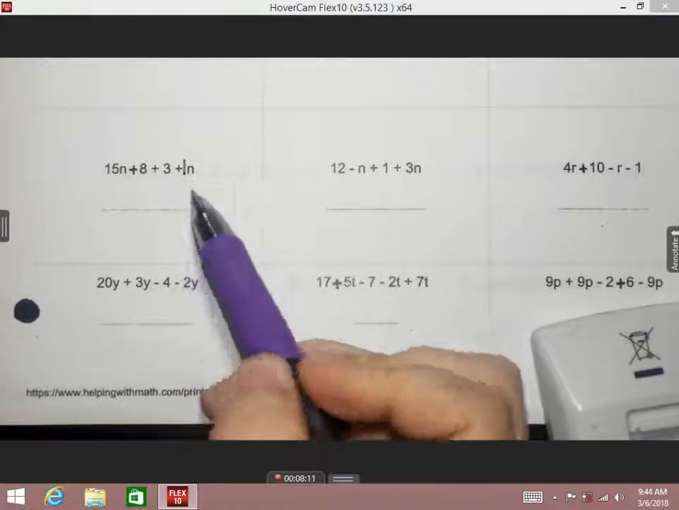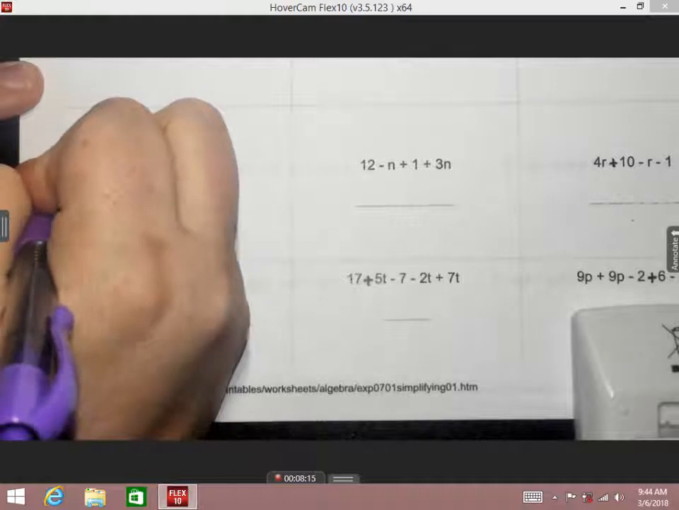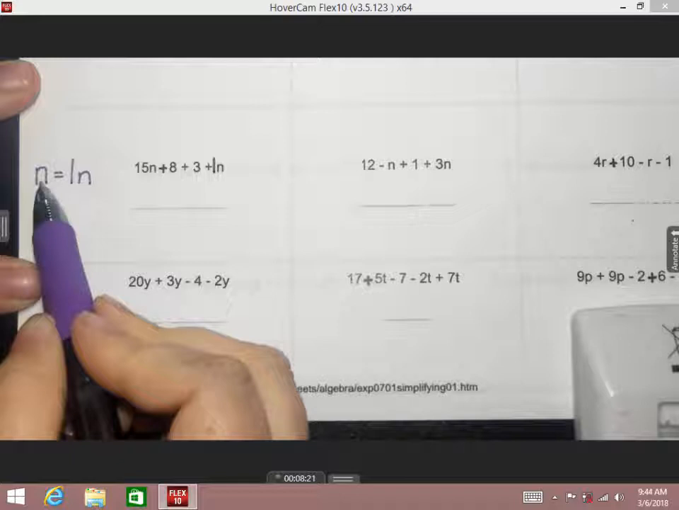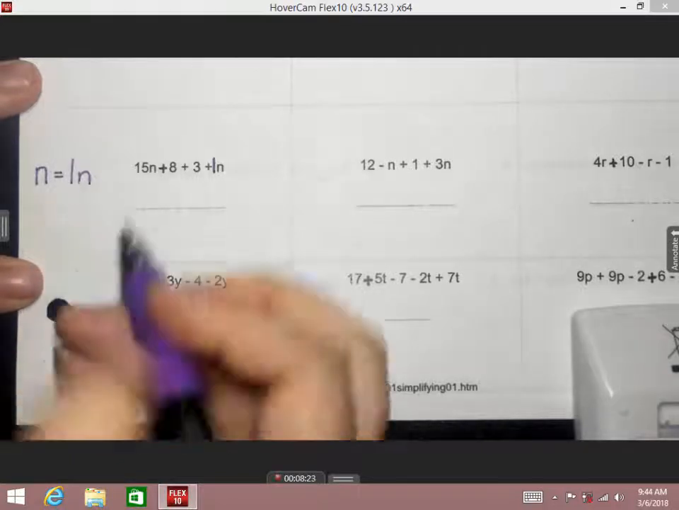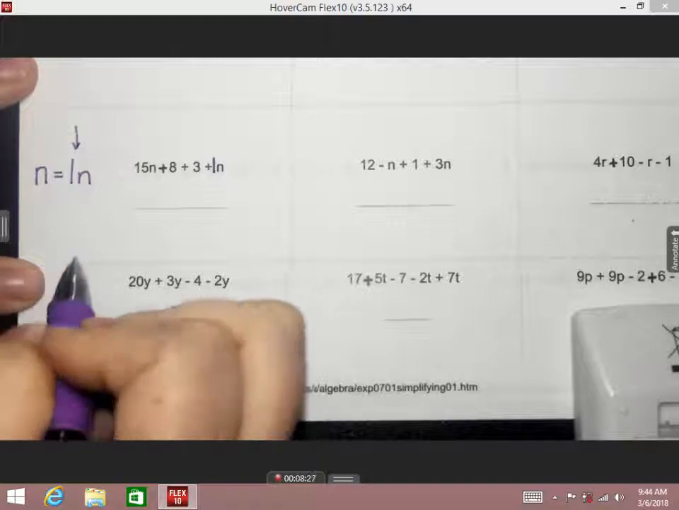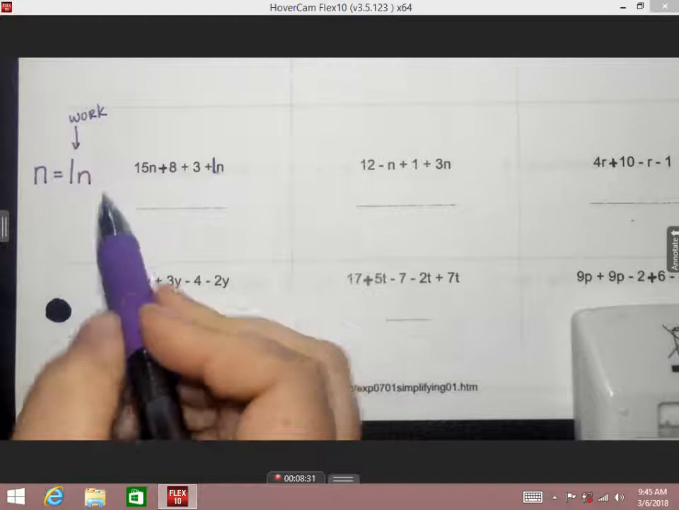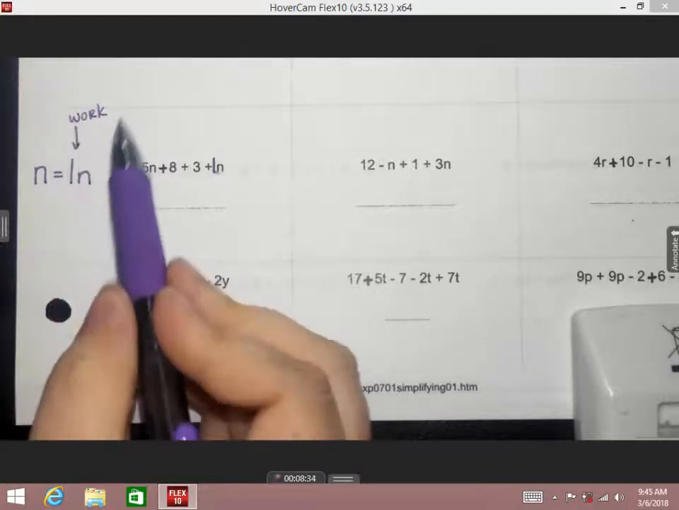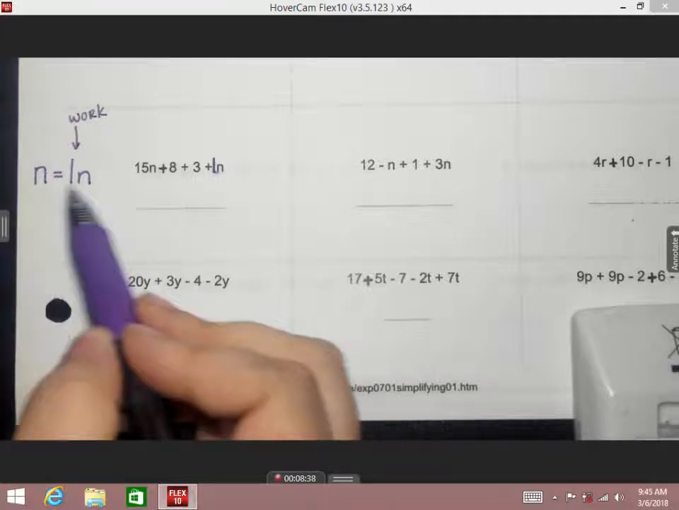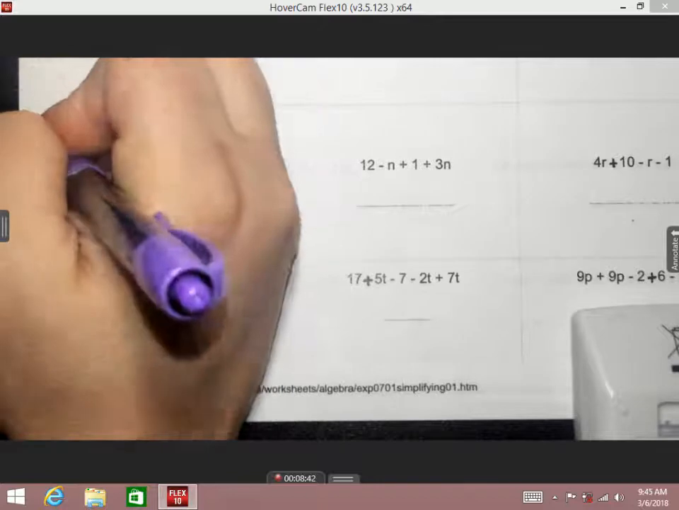Okay. All right. So something I want to point out. So we just said that n is the same thing as 1n. Because again, there's 1 n there. All right. What we just wrote, that 1n, you can use that in your work. You can use that when you're working the problem out. But which one is actually simplified? Allie Claire? The n by itself.